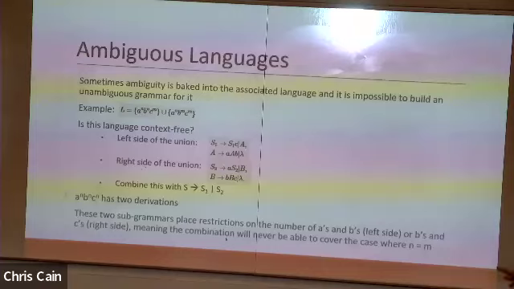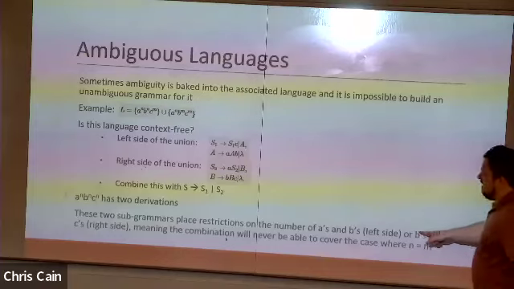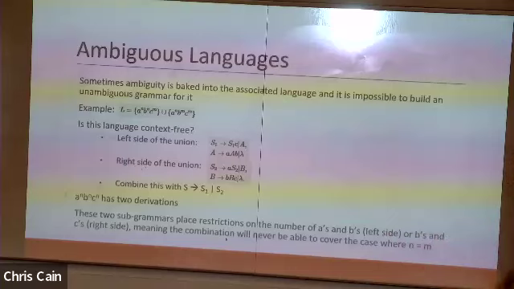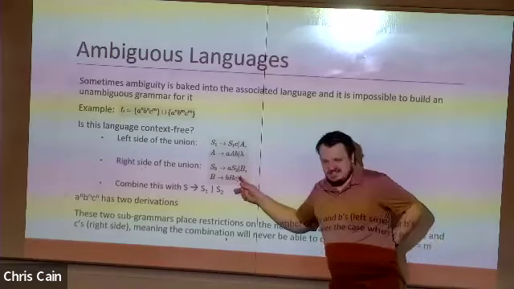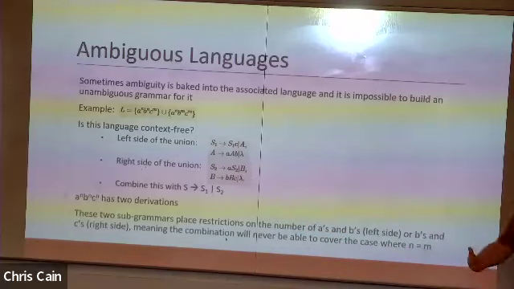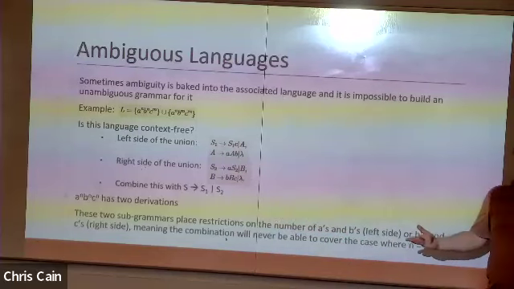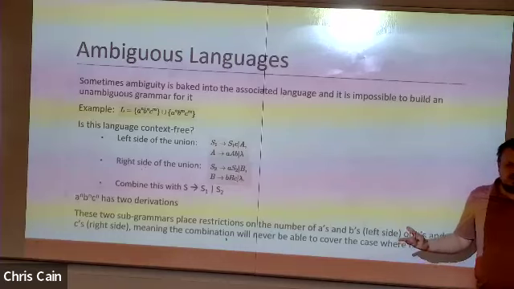So we have a restriction on the left side on the number of As and Bs because they have to be the same, or Bs and Cs. Meaning that if N is equal to M, there's no way to produce A to the N, B to the N, C to the N. Basically, we have the ability to produce the left-hand side or the right-hand side, but how are we going to handle that? Think of it in terms of if you were trying to model this language at the beginning.